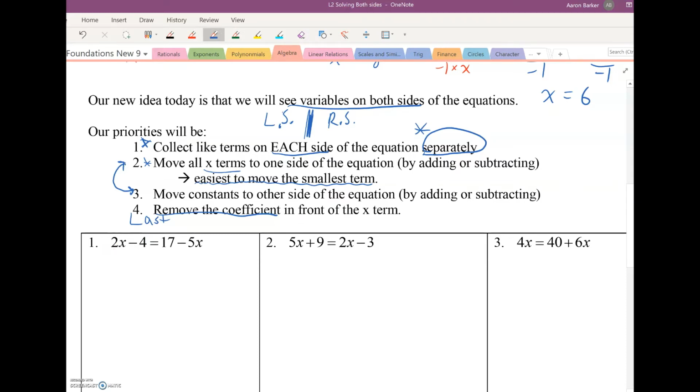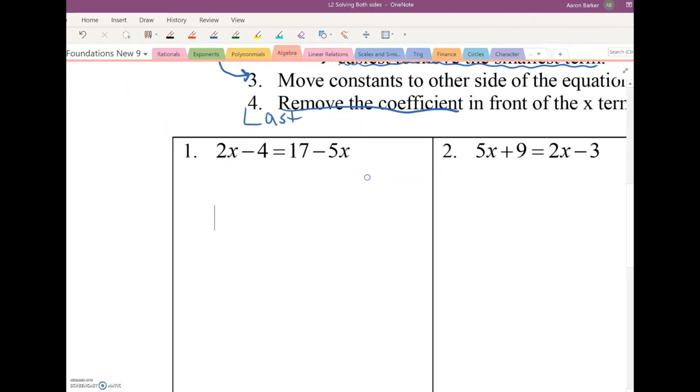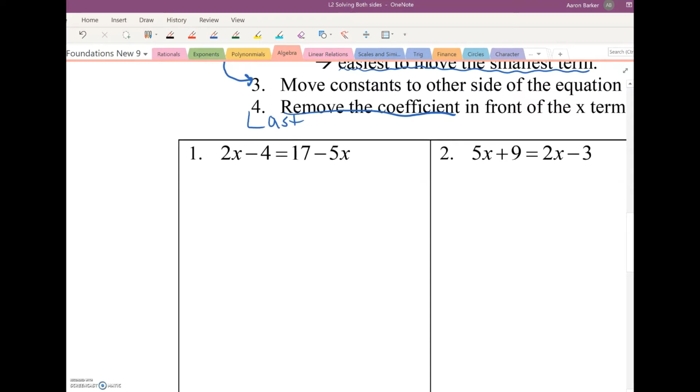So question number 1, let's get started. We have 2x and negative 5x. Which one's smaller? This one, quite a bit. So we would move that to the other side by adding 5x. And so what do you get? You get 7x minus 4 equals 17. Good. Now how do I move the minus 4? Well, I add 4. So I get 7x equals 17 plus 4, 21.